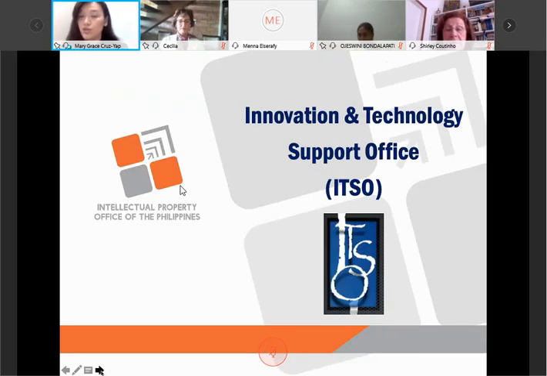Okay, so Innovation and Technology Support Office, or ITSO. This is the flagship program of the Intellectual Property Office of the Philippines, which was rolled out in December of 2010. This is what we call a social franchise, the original aim of which is to put up patent libraries within local communities. The role of IPOPHL, or the IP office, is to capacitate the ITSO with trainings in prior art search, patent drafting, patent protection, IP management, and all the way to IP commercialization.